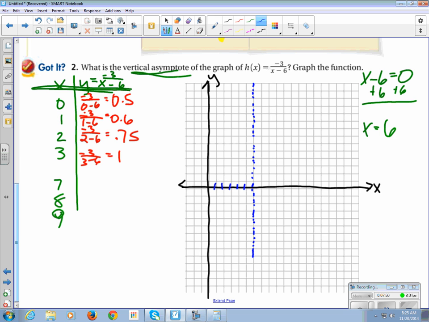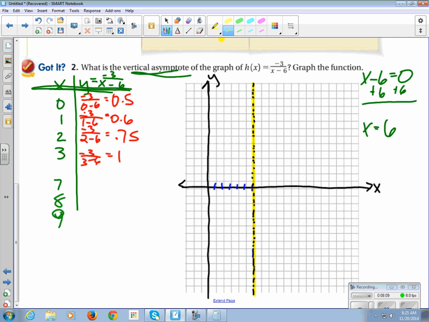Thank you, MC Hammer. Can't touch that line. We cannot get anywhere near this line. So grab your highlighter, make sure that's highlighted. Cannot touch this asymptote. Okay.